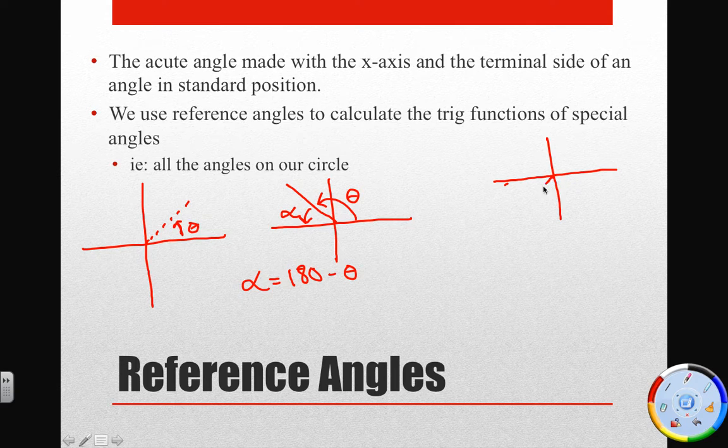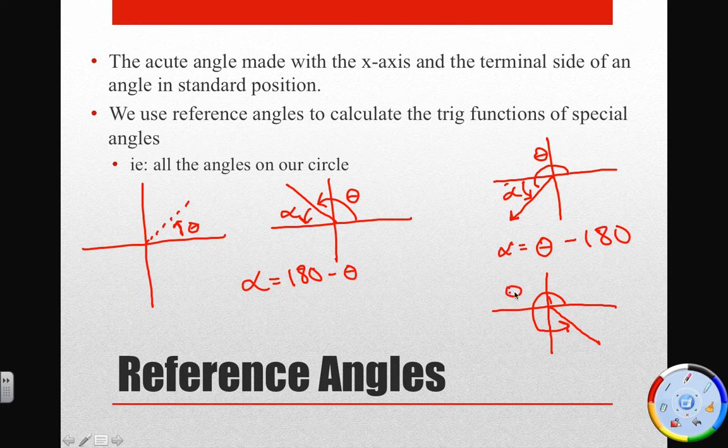If you're in quadrant 3, here is theta. However, this little angle is alpha. And in this case, alpha is going to be theta minus 180. So we want the whole theta, but we want to minus this 180. It's whatever's left over. And then lastly, in quadrant 4, this big angle here is theta, but this small angle is alpha. And in order to find alpha here, it's 360 minus theta.